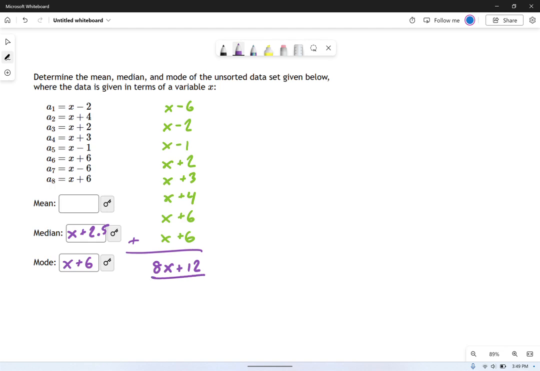Now I divide that by 8, because there were 8 numbers in the set. And that's going to give me x plus 12 over 8. If you want to simplify that, great. The average would be x plus 1.5.